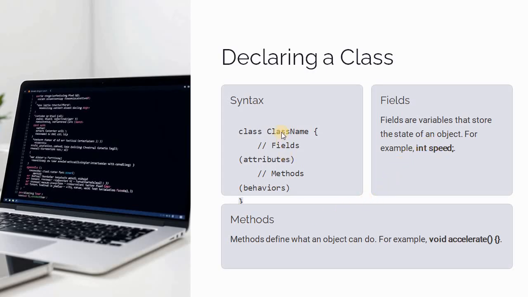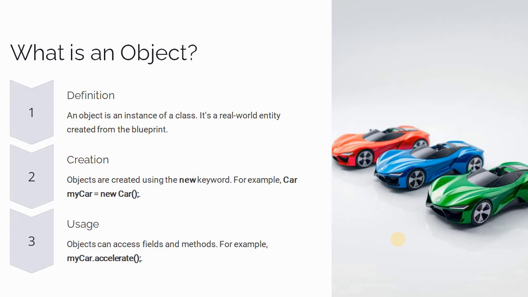And the methods. So a class has fields and methods. The second is the method. A method defines what an object can do. Here the object is doing acceleration. Your car is accelerating, so it's declared like void accelerate, and within this method you can implement the behavior of that method. So let's move to the next slide.